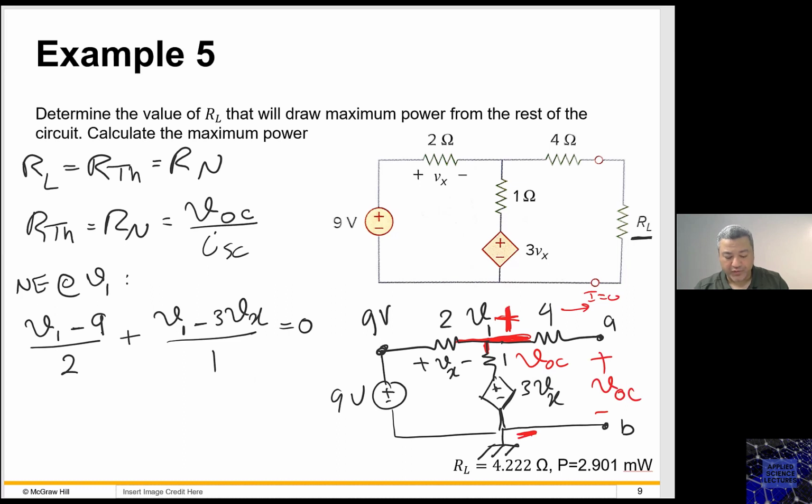Why not V1 over 4? Because the potential here at A is the same as the potential at V1. So this is going to be V1 minus V1, right? They are the same potential. Make sense? Remember, we said that the current is zero in this branch. No, no, no. The potential zero is here at the reference.